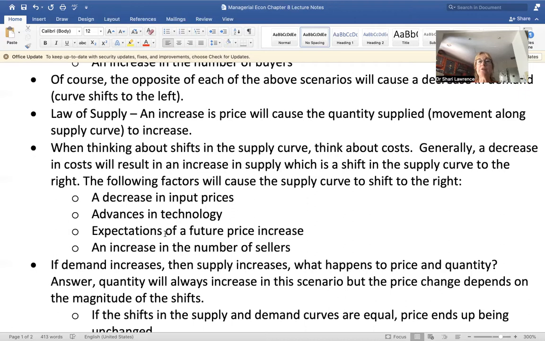Expectations about a future price increase.